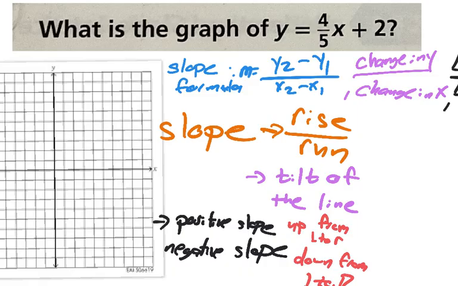M equals y2 minus y1 over x2 minus x1. These are just 2 points, right? Some point x1, y1, some point x2, y2. If I know 2 points, I can find the slope. We represent slope with the letter M. Did you know that? We represent slope with the letter M.